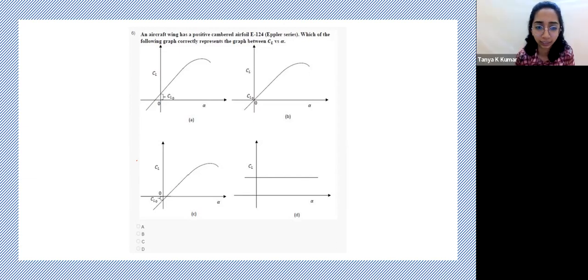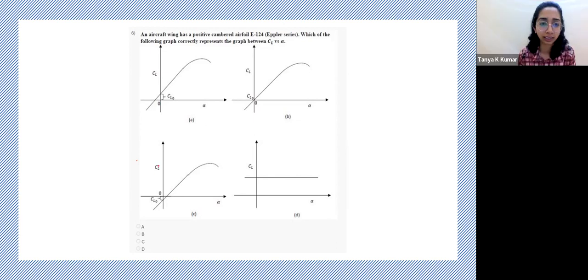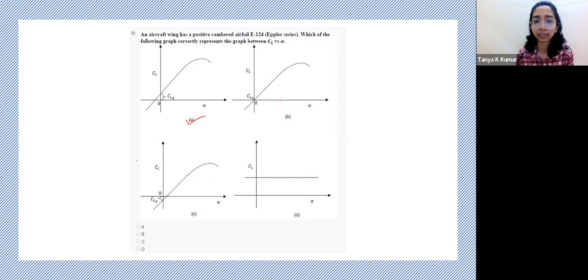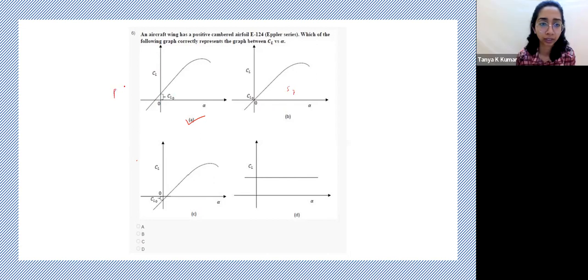So which is the correct answer here? A. Yes, A is the correct answer. Can you tell me why? How did you find out that it's a positive camber? What is the characteristic typical of a positive camber? The characteristic of a cambered aerofoil is that it produces lift at alpha equal to 0. Absolutely. What about the second case? What does this show? Symmetric. So this is positive camber, this is symmetric.